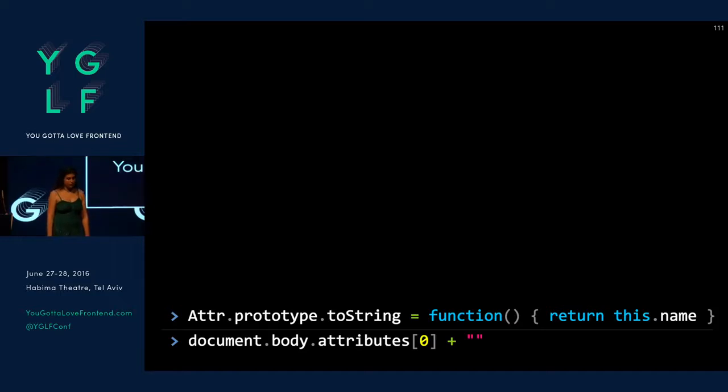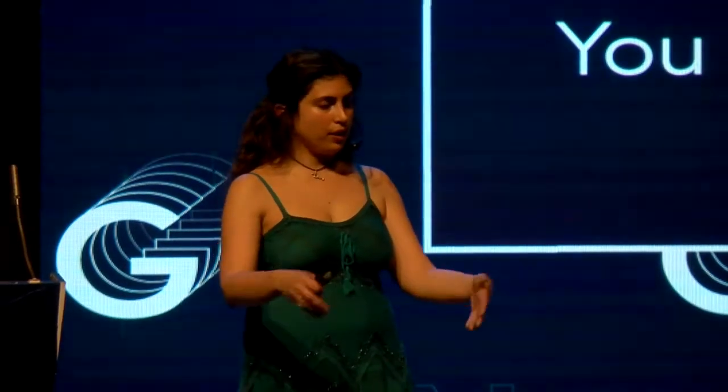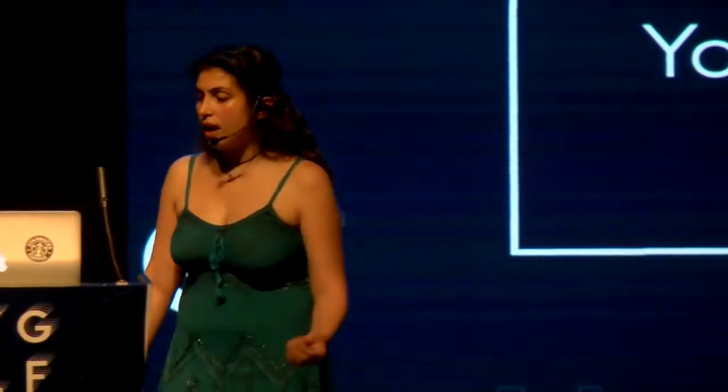Just for the lols, I defined it on the attribute class. And now if I concatenate an attribute node with an empty string, I get class, which is much more useful. I could also use this dot value and have an actual representation of the node. But anything other than the default is much more useful.